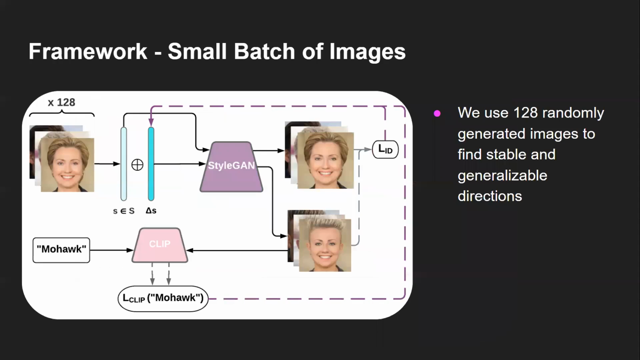We use 128 randomly generated images to identify the target style channels for manipulation. We find that using 128 images is sufficient to find stable and generalizable directions. The reason for this strategy is that the manipulation effect caused by the style channels remains consistent across all images.